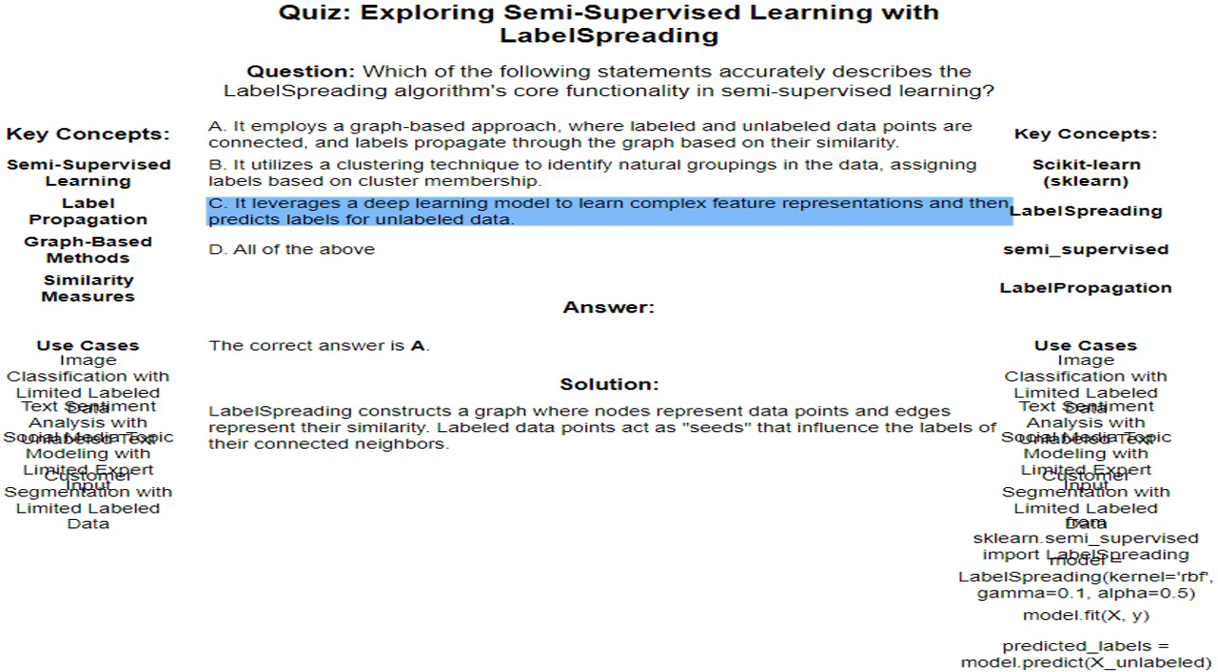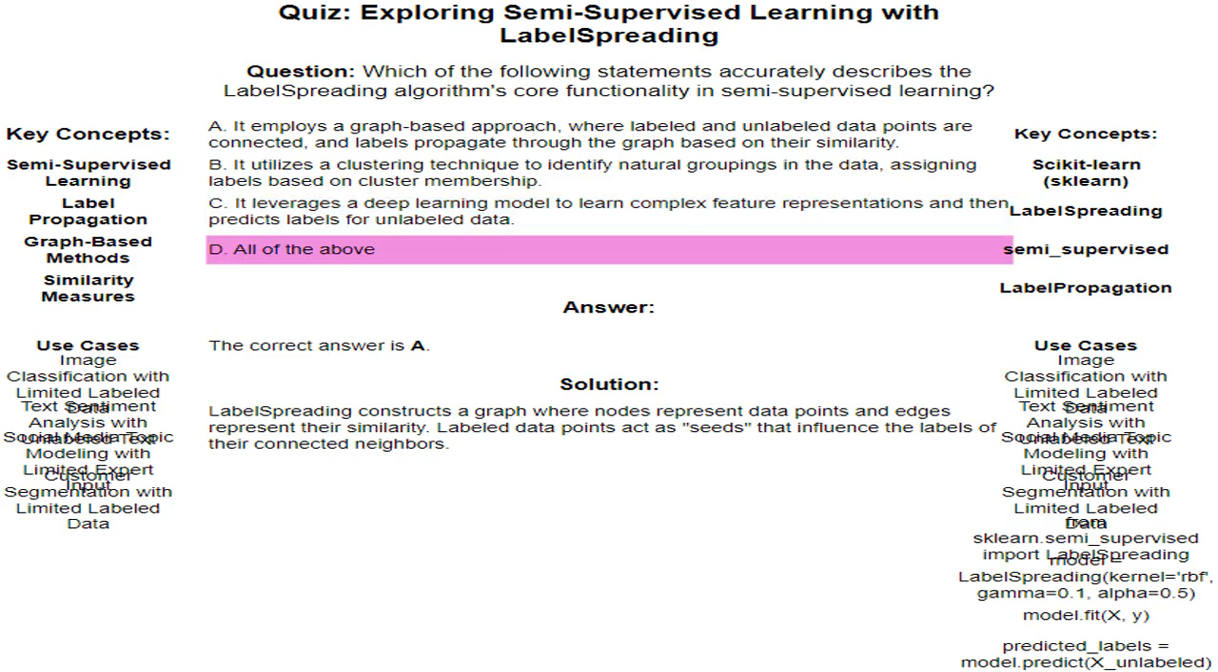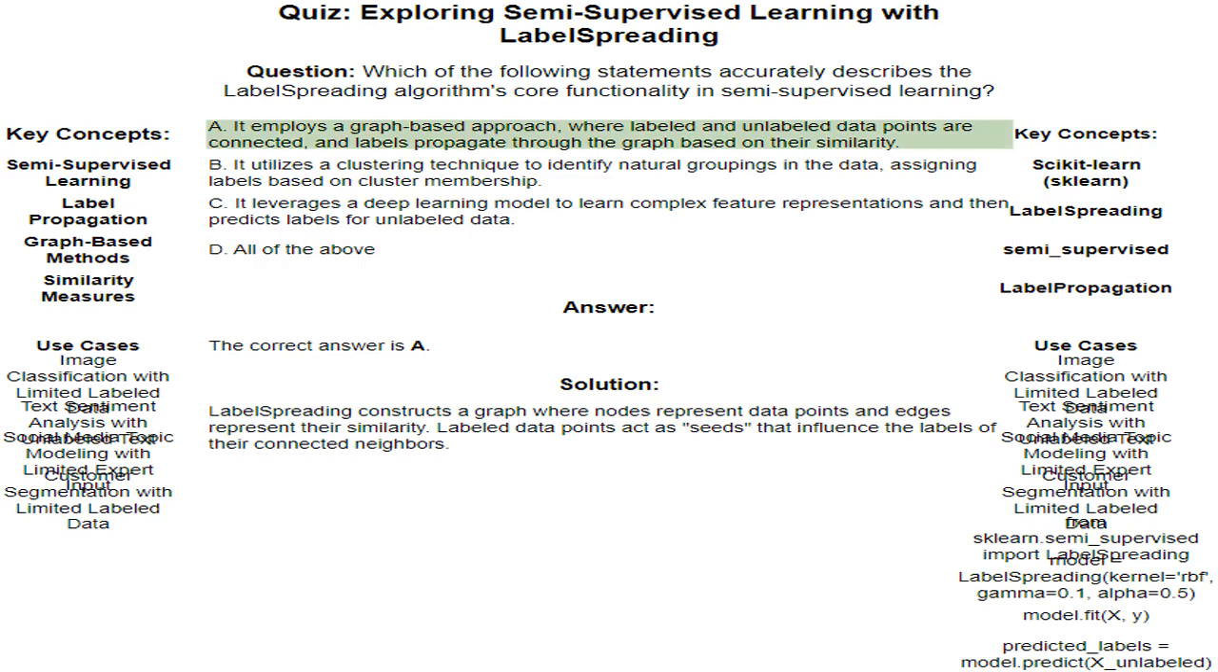Incorrect. All of the above. Since options B and C are incorrect, option D is also incorrect. Incorrect. It employs a graph-based approach, where labeled and unlabeled data points are connected, and labels propagate through the graph based on their similarity.